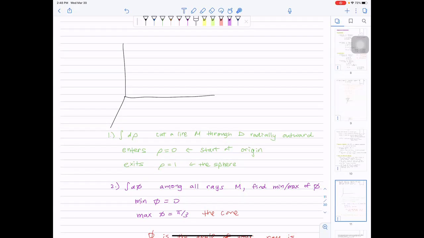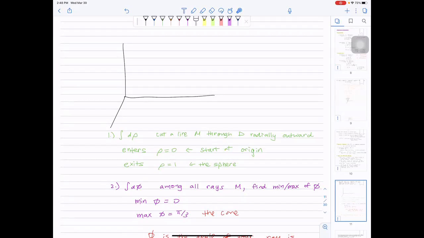So even this part, like negative pi over 3, just starts at 0. So we start at 0, and then we want to see our region. If we draw any ray in our region, this might be phi equals pi over 6 or something.